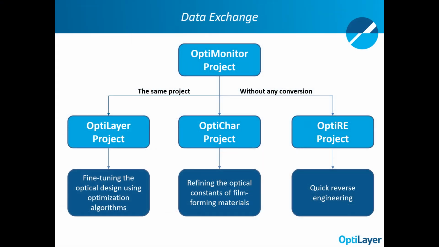Furthermore, this unification enables the rapid exchange of information between all components of the OptiLayer software and hardware complex, such as OptiLayer, OptiRE, and OptiChar. This allows for quick reverse engineering or more in-depth adjustments of key parameters for optimization, such as refining the optical constants of film-forming materials or fine-tuning the optical design using optimization algorithms.